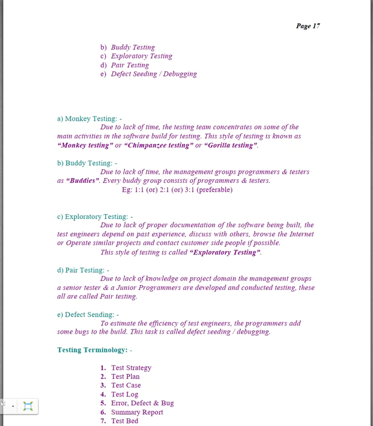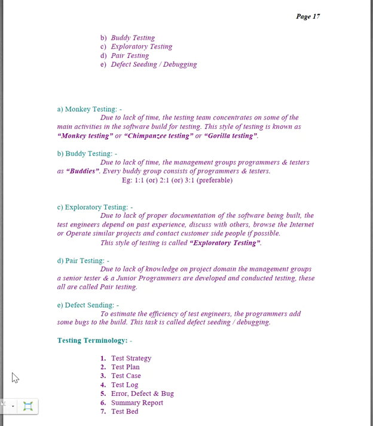Then we have something called defect seeding or debugging. To estimate the efficiency of a test engineer, the programmers add some bugs to the build. This task is called defect seeding or debugging.